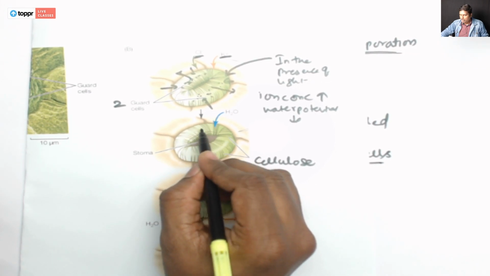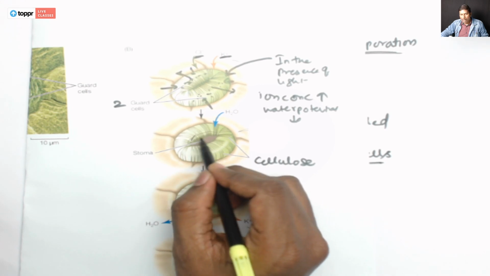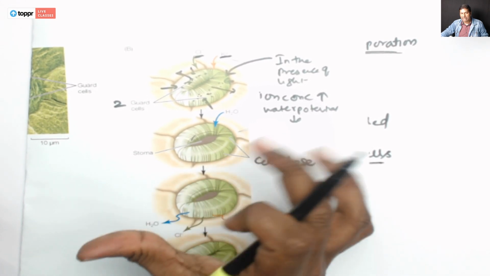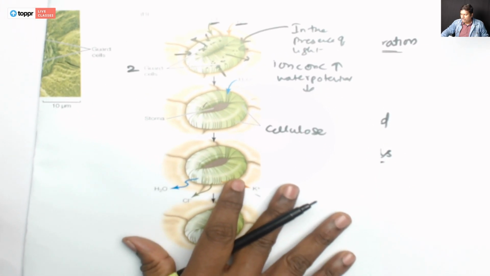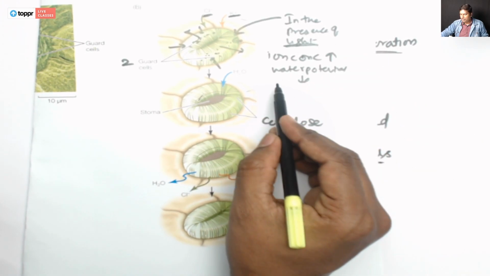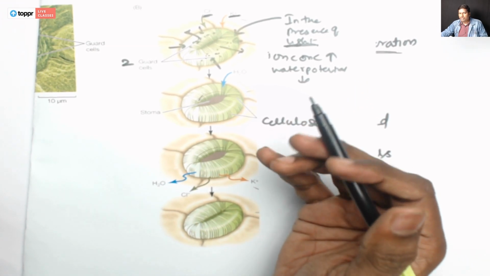Because initially it was hypertonic inside the cells, now the water will start to move in. They bulge and the pore is now revealed. The pore gets opened up. Now, this happens only in the presence of light, particularly in the morning or during the daytime.